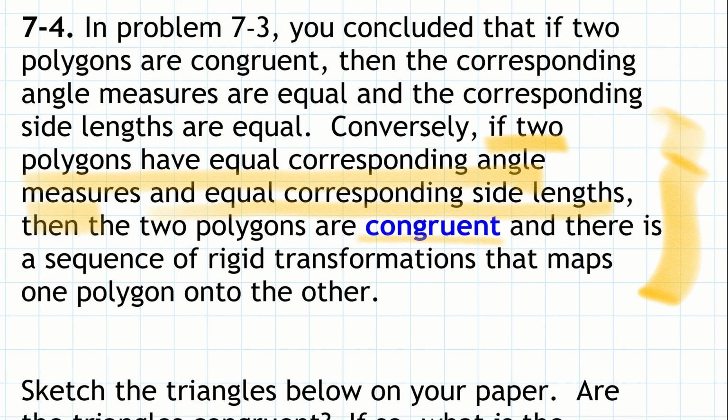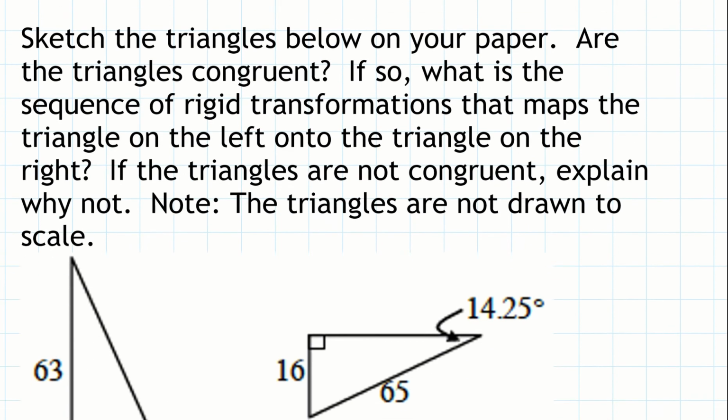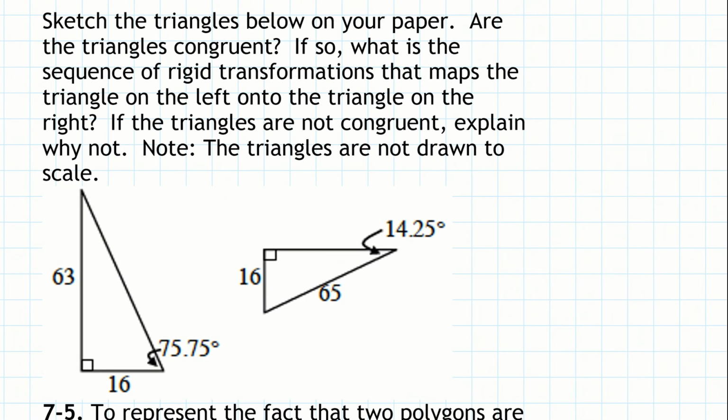You have to show that the angles are all the same size and the corresponding angles, so that's 3 with 3, and then the sides. So right here is this diagram, and it says, hey, sketch the triangles on your paper. Are the triangles congruent? If so, what is the sequence of rigid transformations that maps the triangle on the left to the one on the right? If the triangles are not congruent, explain.